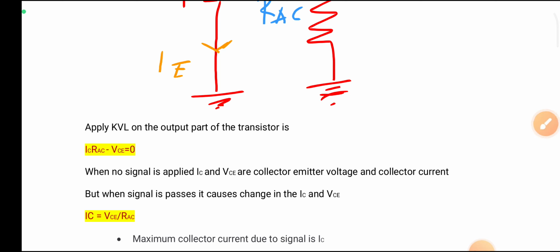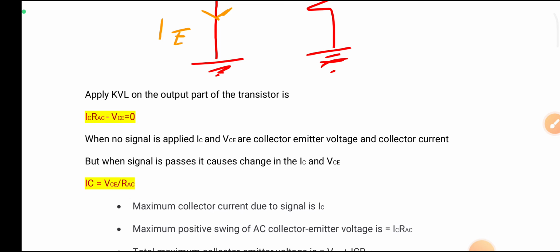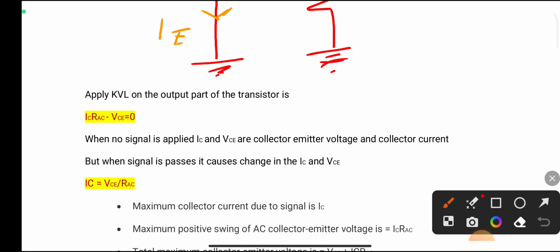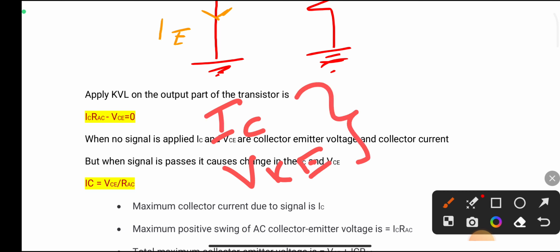When no signal is applied, IC is the collector current and VCE is the collector emitter voltage. No signal means the AC source is zero or not connected to the small signal amplifier. In that case, IC is the collector current and VCE is the voltage across the collector and emitter. But when a signal is present, it causes a change in IC and VCE. When there is an AC signal in the circuit, IC changes and VCE also changes.